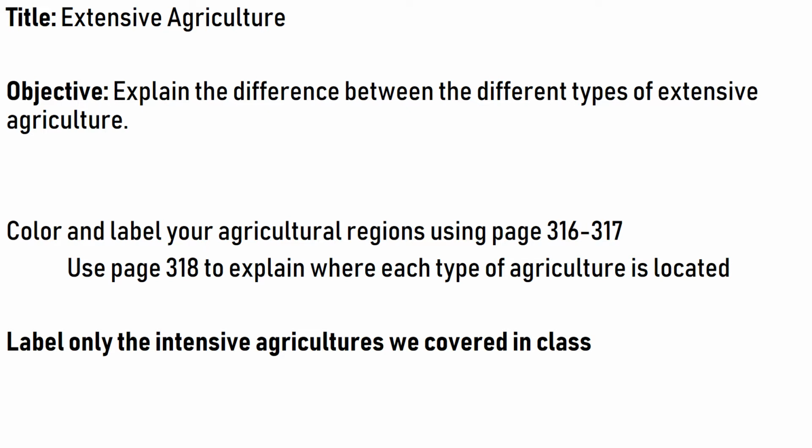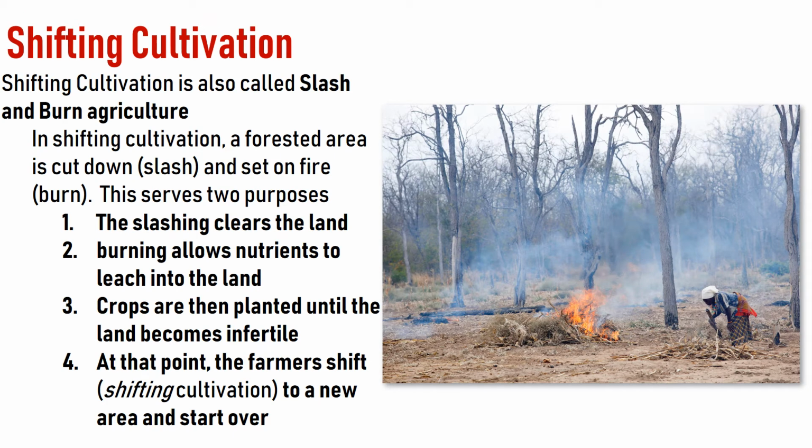Now, we've already covered intensive, like I said, land size, the smaller farms. And when I say they're smaller, it's still not like small. They're still acres and acres and acres, but they are smaller compared to these types of agricultures. So the first type of extensive agriculture is shifting cultivation. Shifting cultivation can also be called slash and burn, and it happens in a set of steps.